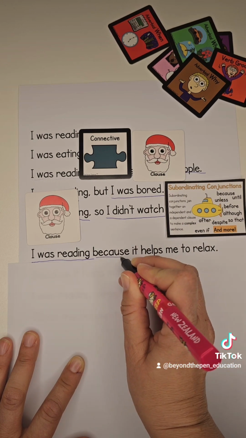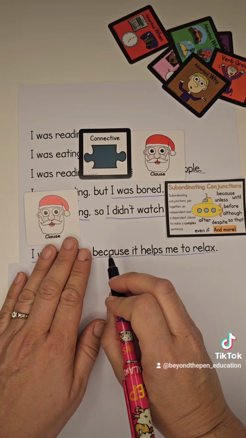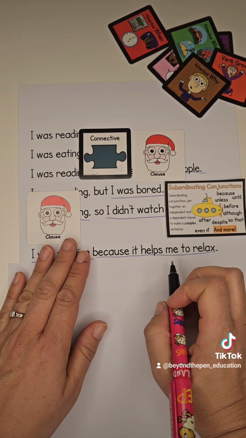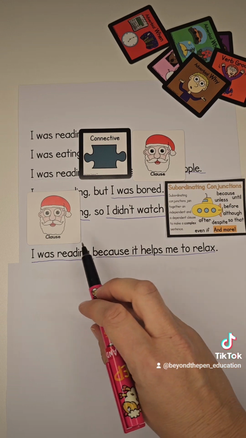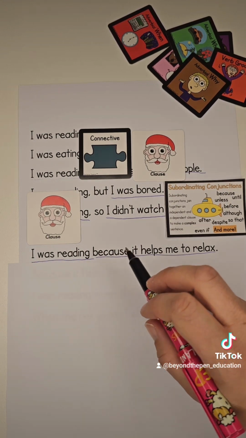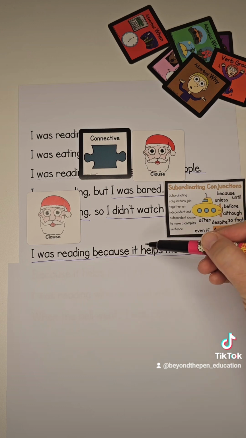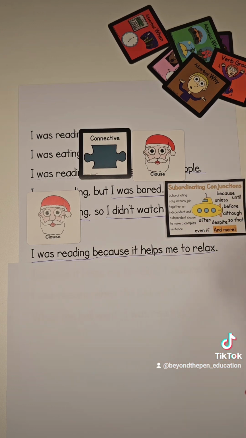They are included as part of the clause. So this one here, because it helps me to relax, that would not make sense by itself. So it is called a dependent clause. It depends on this clause for it to make sense. Now I know you're thinking exactly what I used to always wonder, why on earth is the conjunction included as part of the clause here, but here it is not.